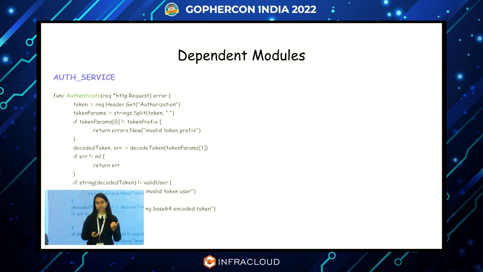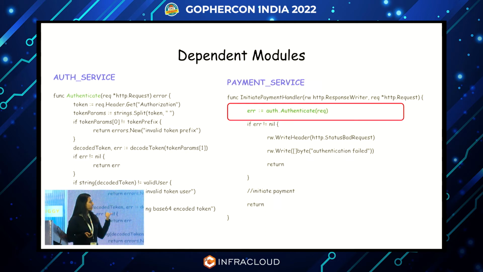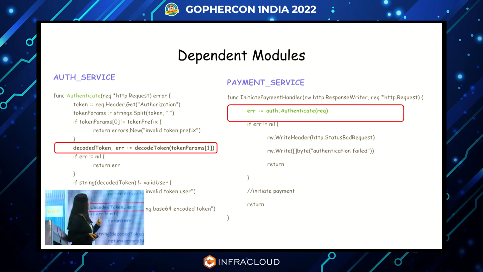First, let me explain what a dependent module is. I had two services, auth and payment service. In the payment service, I used auth.Authenticate. The Authenticate method is from the auth service, which is a different service. If we see the code for the auth service, I was using a decode token method that was just decoding a base64 token, verifying the token, and returning whether the user is authenticated or not.